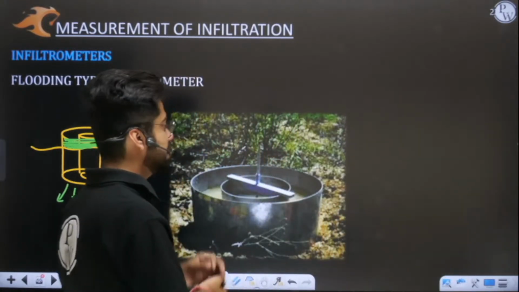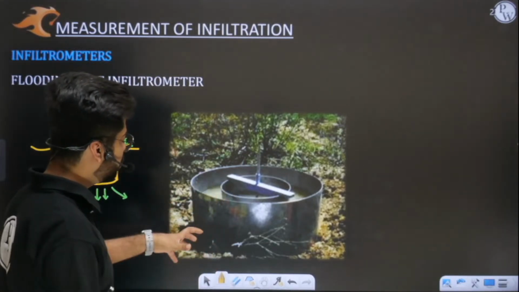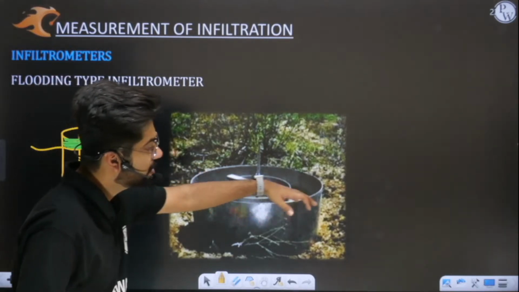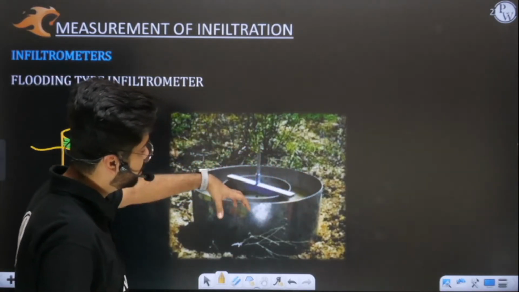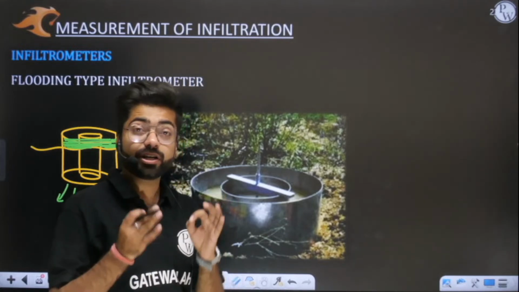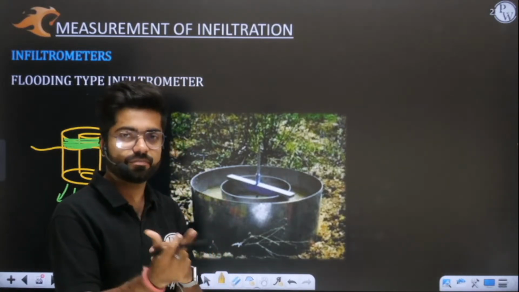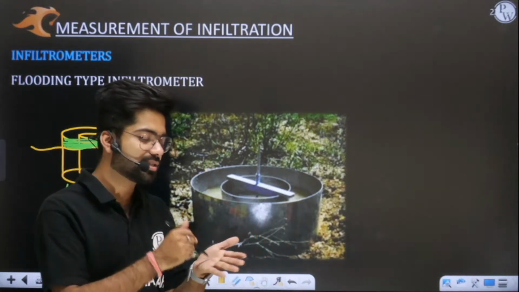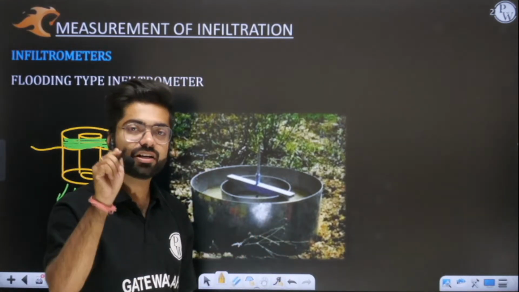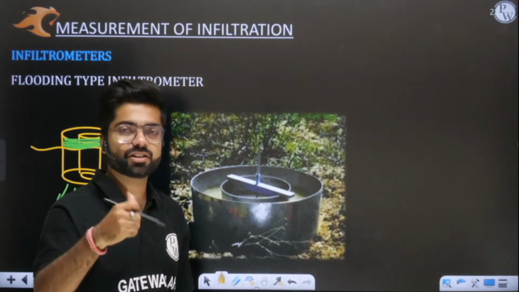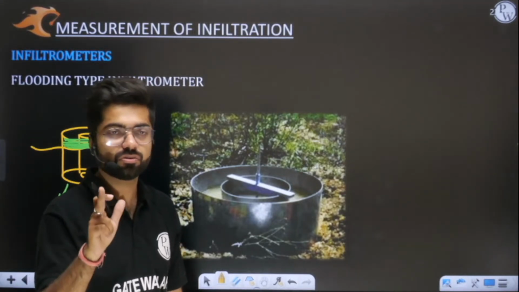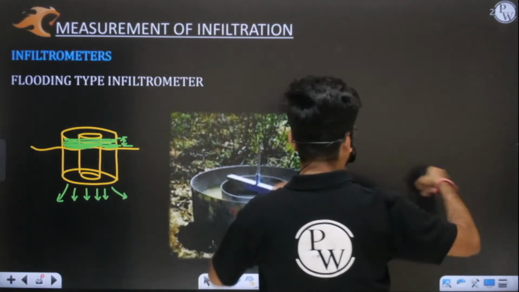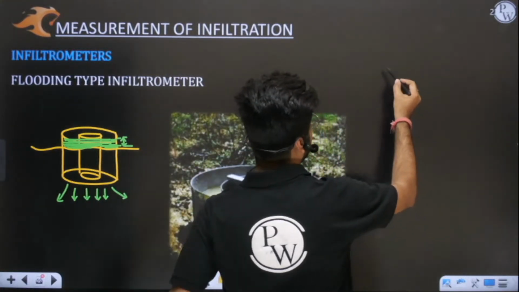Second thing is, when I try to install such kind of meter here, you need to understand that the soil fabric, the soil which is present there, will be disturbed. Now if soil is disturbed, tell me, the infiltration rate, the infiltration capacity will also be changed. Yes or no? So these are some drawbacks. Let me write the drawbacks here in the space which is left.